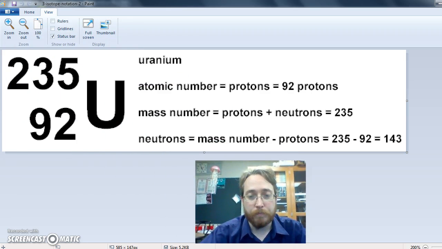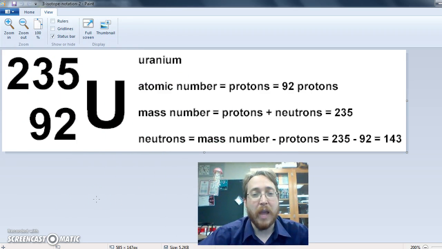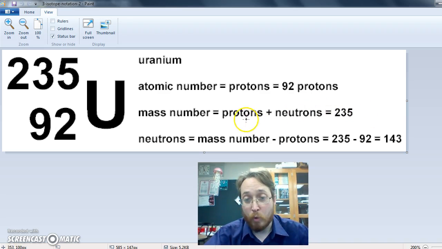This is notation for isotopes. As you can see, we have the symbol here, U, which gives us uranium. And the atomic number, if we look on our periodic table of uranium, is 92 protons, and that goes down here. So the atomic number is always the lower number in this isotope notation. The mass number is always protons plus neutrons, and so that will go in the upper corner.